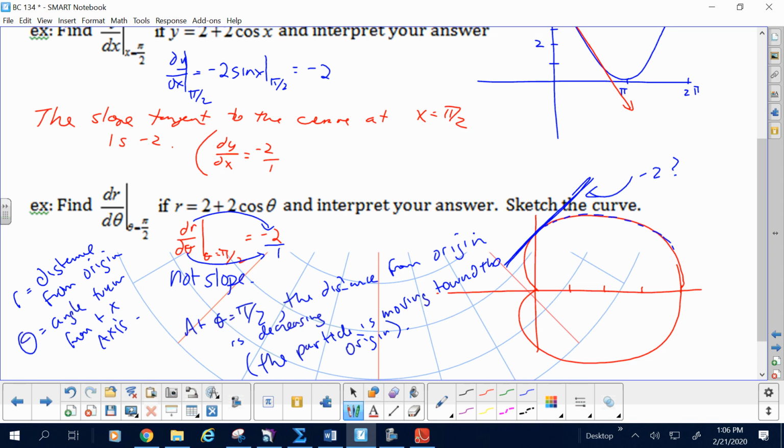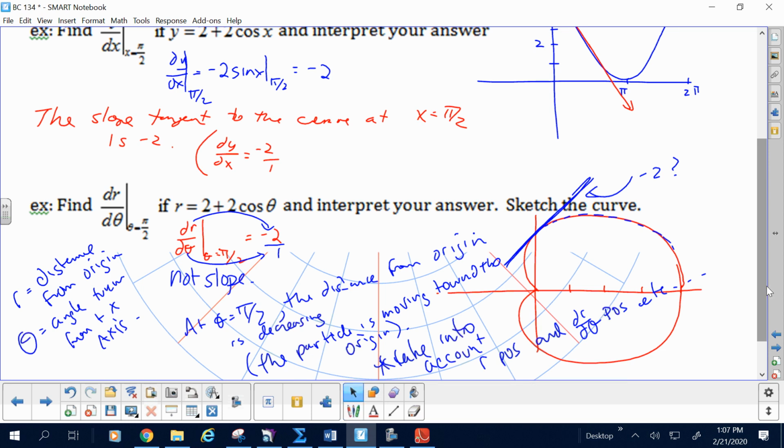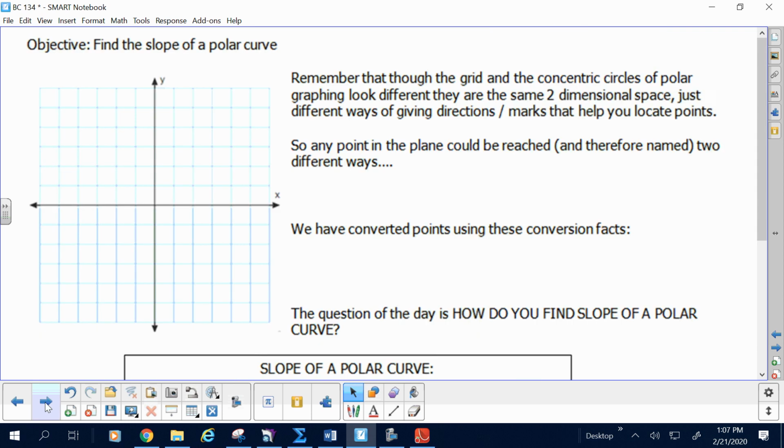You with me? So you need to take into account: is r positive and dr d theta positive, or is there a mixture of signs? Do you understand what I'm saying? I'm kind of tired. I don't know if I'm saying it straight. Do you understand it? If not, I'll clear it up. Okay. Let's move on to another idea.